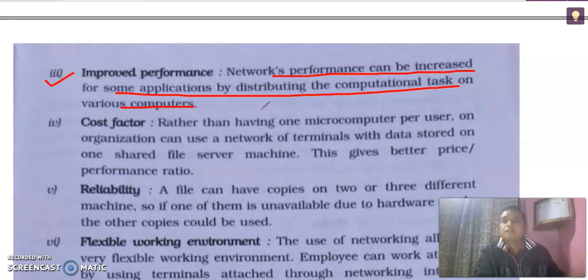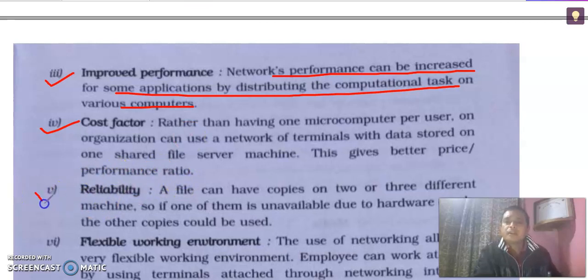Cost factor is another reason, because, as we have discussed earlier, we don't have to go for individual resources or individual hardware for each computer in a network. So within a few resources, we can manage a big network. So this will give us a better price performance ratio.